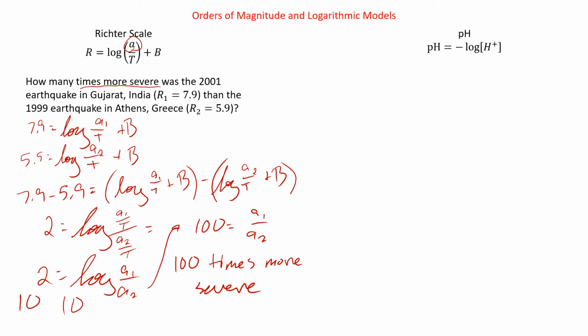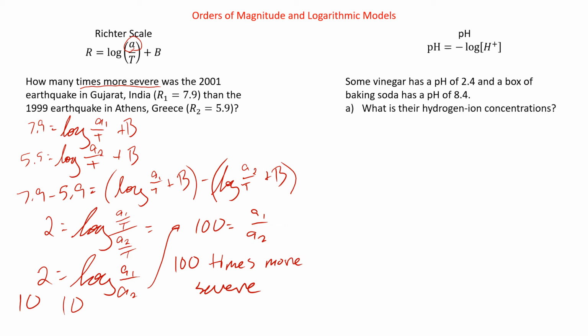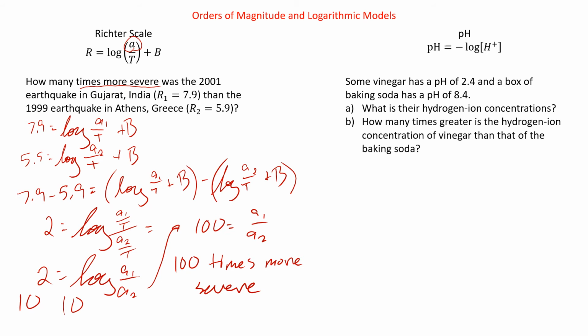And that negative in there is because when we take the log of the concentration of hydrogen ions, which is going to be a very small number, like 0.00000 something, we're going to get a negative number. So that negative in the equation makes it a positive number. So what could we do? Some vinegar has a pH of 2.4, and a box of baking soda has a pH of 8.4. So we could find the hydrogen ion concentrations of both. We can figure out how many times greater the hydrogen ion concentration is in vinegar than in baking soda, and by how many orders of magnitude the concentration differs.